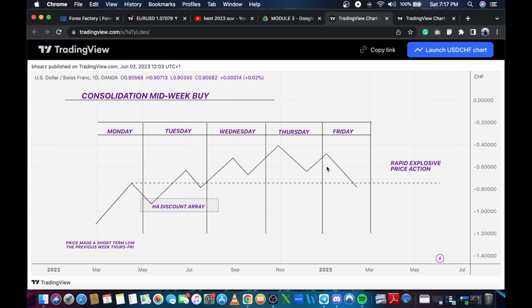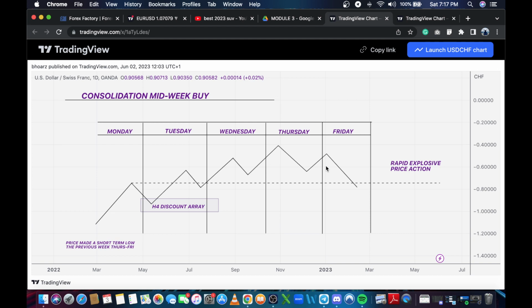Now, I mentioned during the start of the weekly range profile concept that you want your intra-week delivery to originate from a higher time frame level, higher time frame premium, or higher time frame discount, because our intra-week delivery is all based off of how price is delivered from the key higher time frame levels. But with the consolidation midweek buy or consolidation midweek sell, a lot of times the higher time frame delivery would already have started from the previous week, Thursday going to Friday.